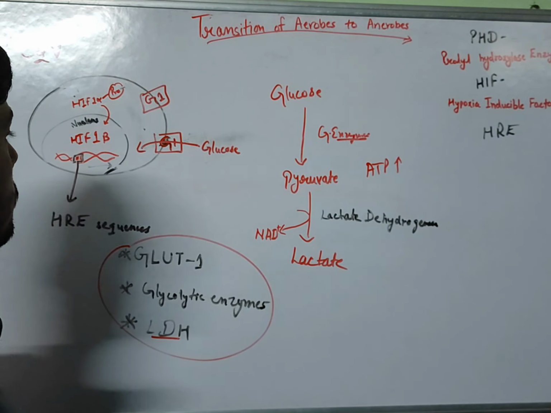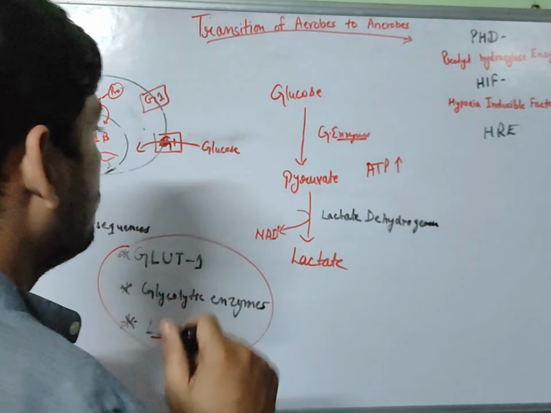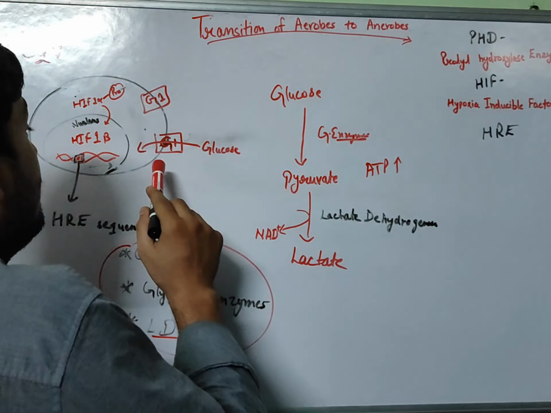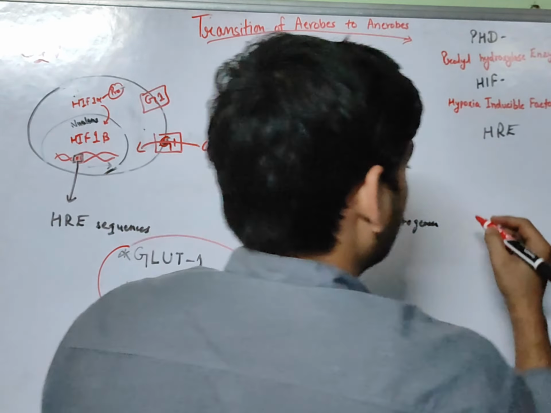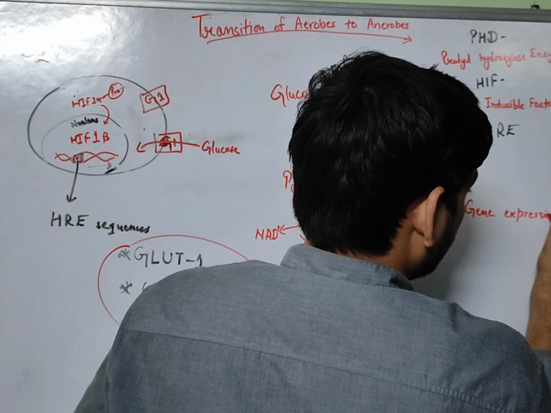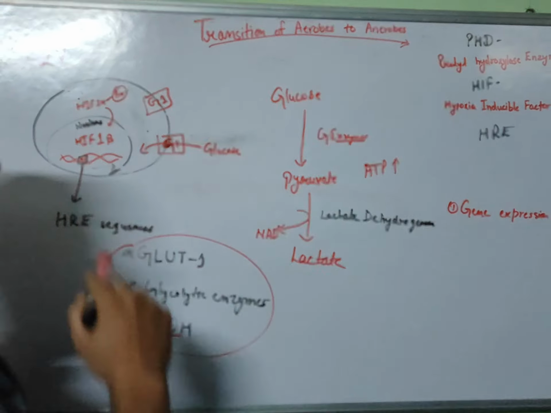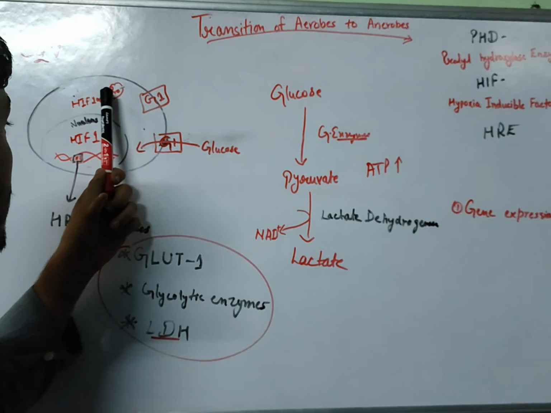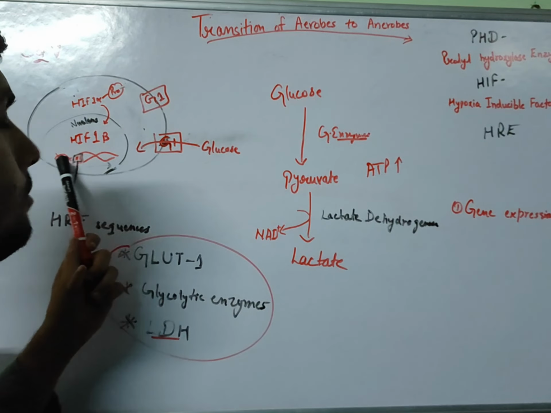But what you also have to notice is that while this transition is occurring, certain other changes also occur. First is the gene expression system. As you can see, this HIF1 alpha with the proline will not degrade here. It will continuously bind with HIF1 beta in the nucleus, and these genes will be activated.